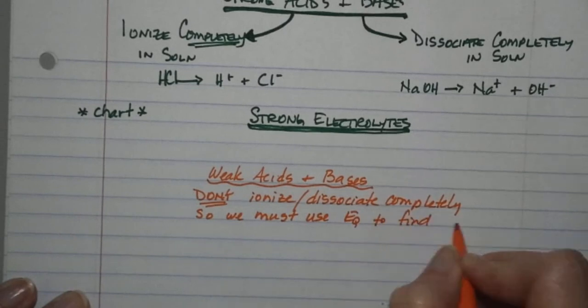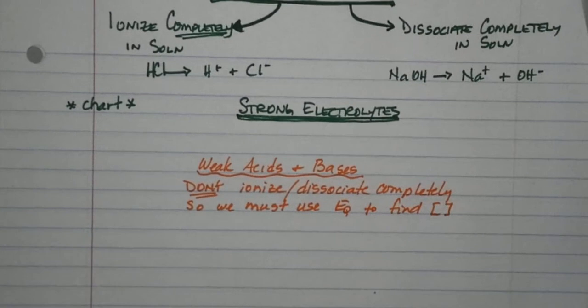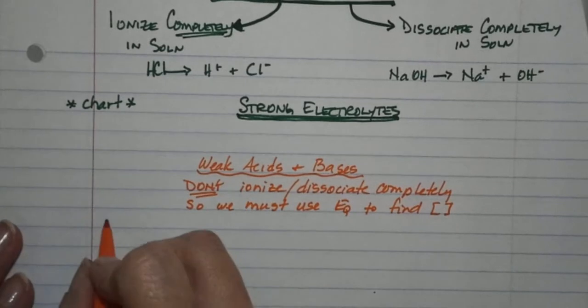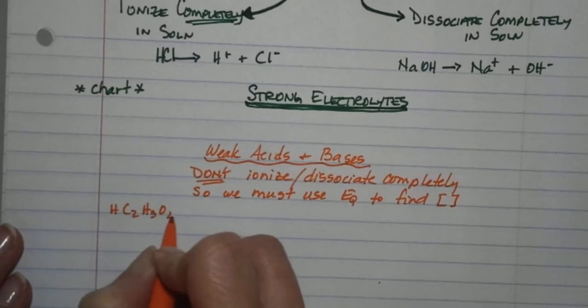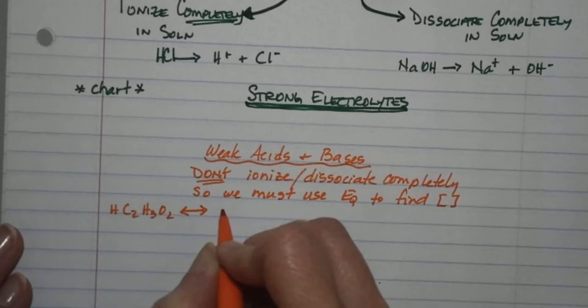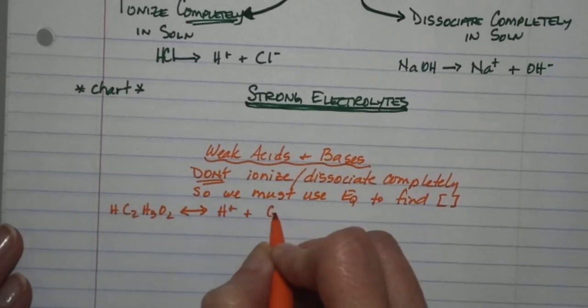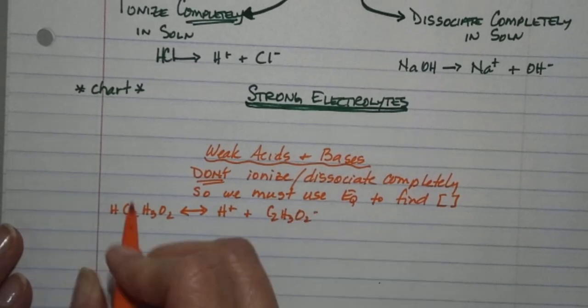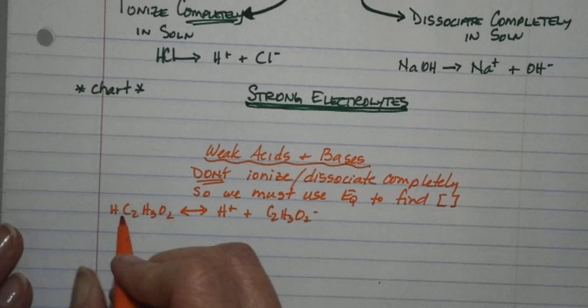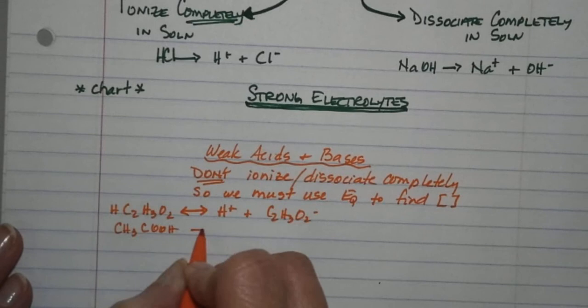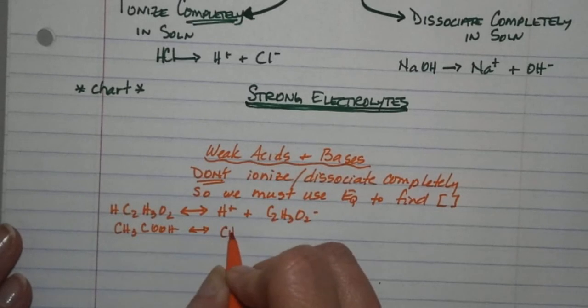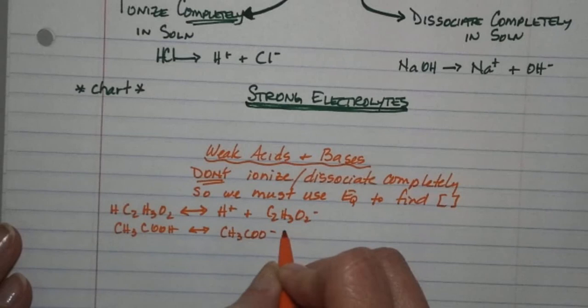If they ionize completely, it's really, really simple to find the concentration of the two individual pieces. But in this case, since they're going forwards and backwards, and again, I'm going to use the acetic acid over here, HC2H3O2. Now we have the double arrow, where we've got the hydrogen ion and the acetate ion. Or if you put it in the way of the organic, that's the same thing. This is the same thing.